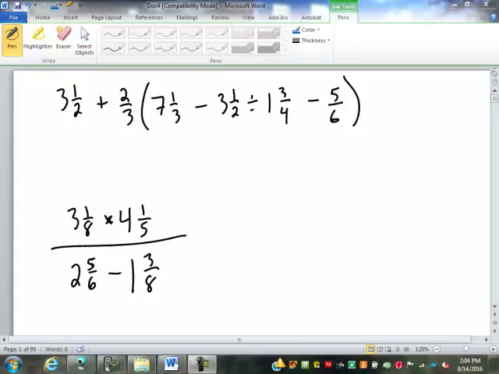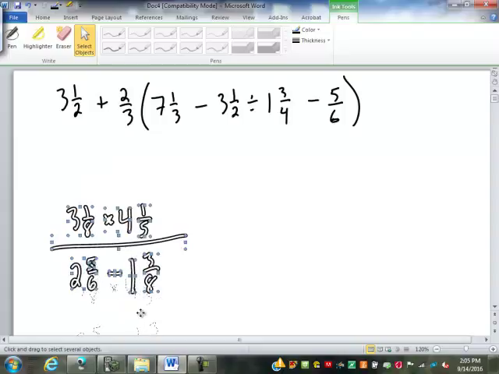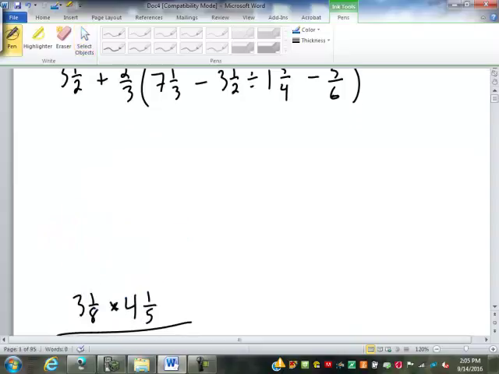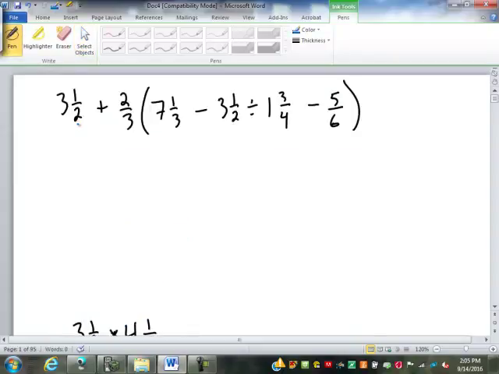Let's take a look at the first one at least and see how you're doing. Then I can give you some more time on the second one if you need it. So we'll move this one down out of our way for a second. So up here, what do we have to do first?